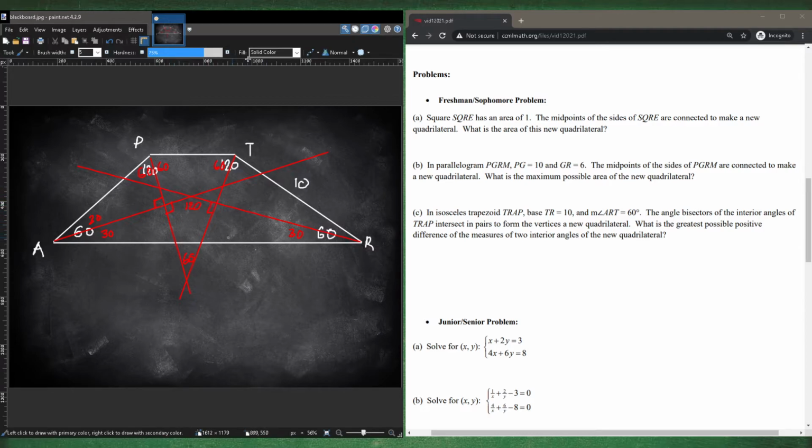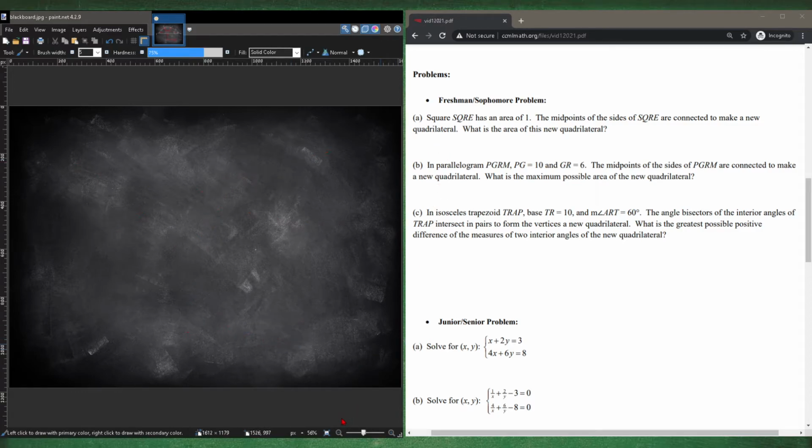So we wanted the greatest possible positive difference. Just take the biggest, which is 120, minus the smallest, which is 60, to get 60. And that is your answer for the last question for your freshmen and sophomores.